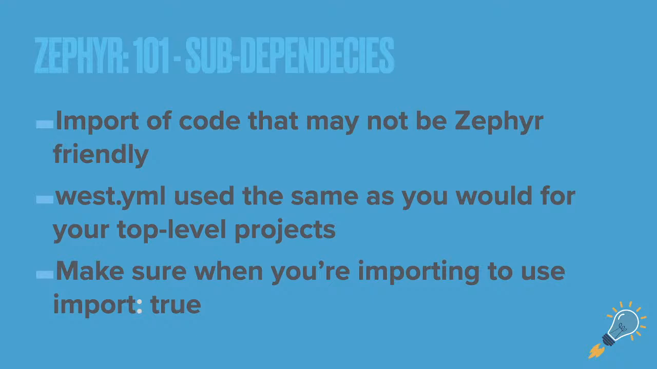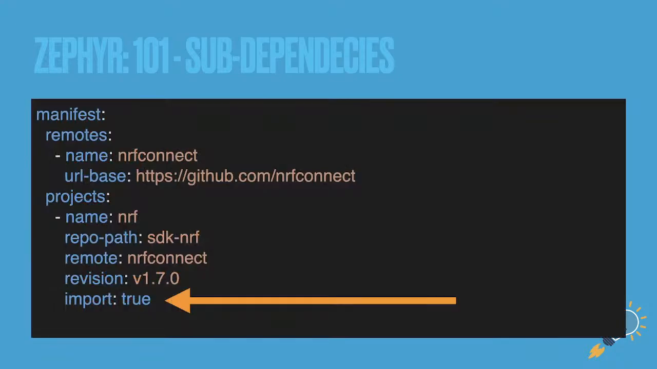So if you go to the next slide, you'll see, for example, in the app for the air quality wing, I'm pulling in the NRF SDK. If I didn't have that import: true, that would only pull the NRF directory and it wouldn't pull all its sub-dependencies. So you need that import: true. So it's important to have, and just something to bear in mind if you're going to be integrating any type of drivers that do have dependencies.